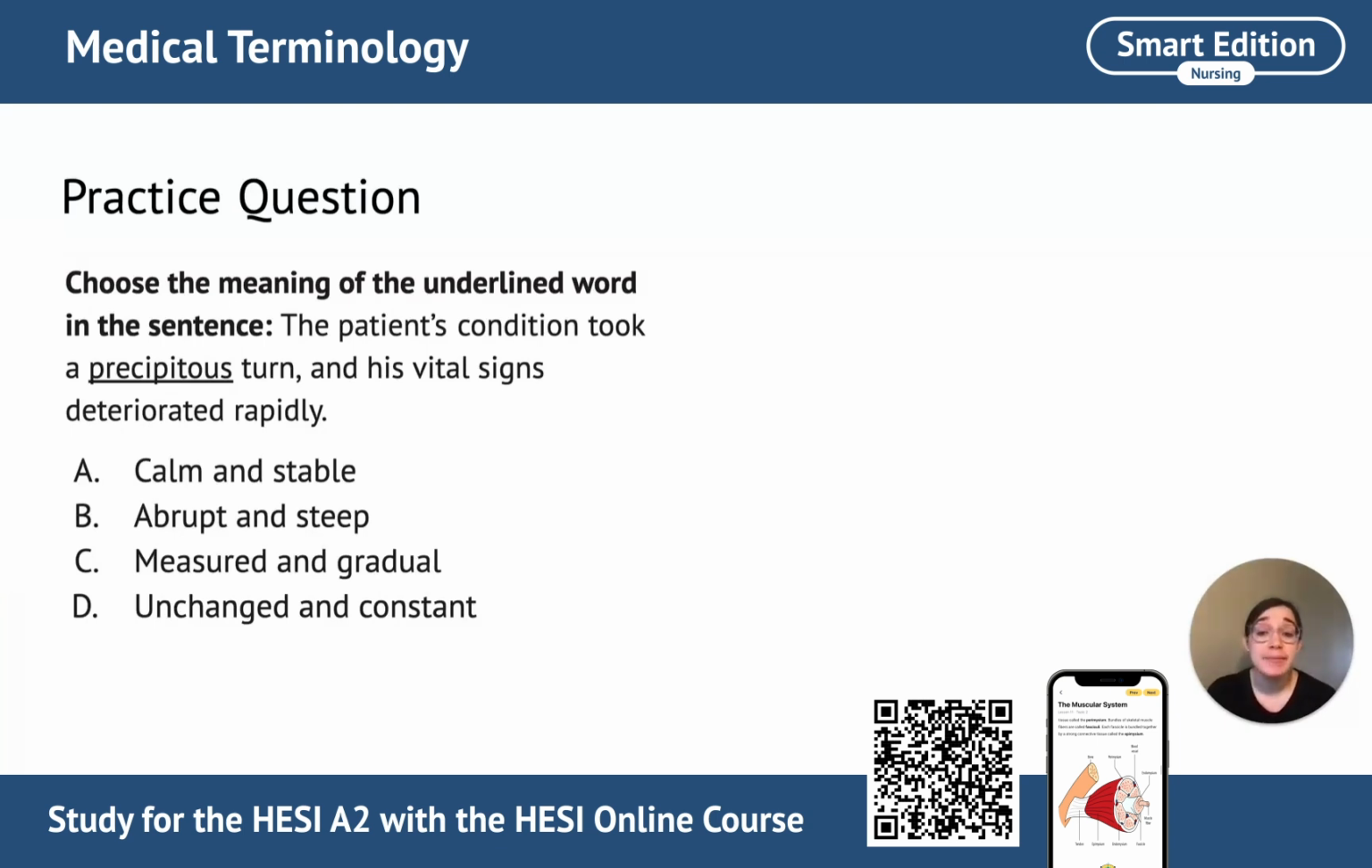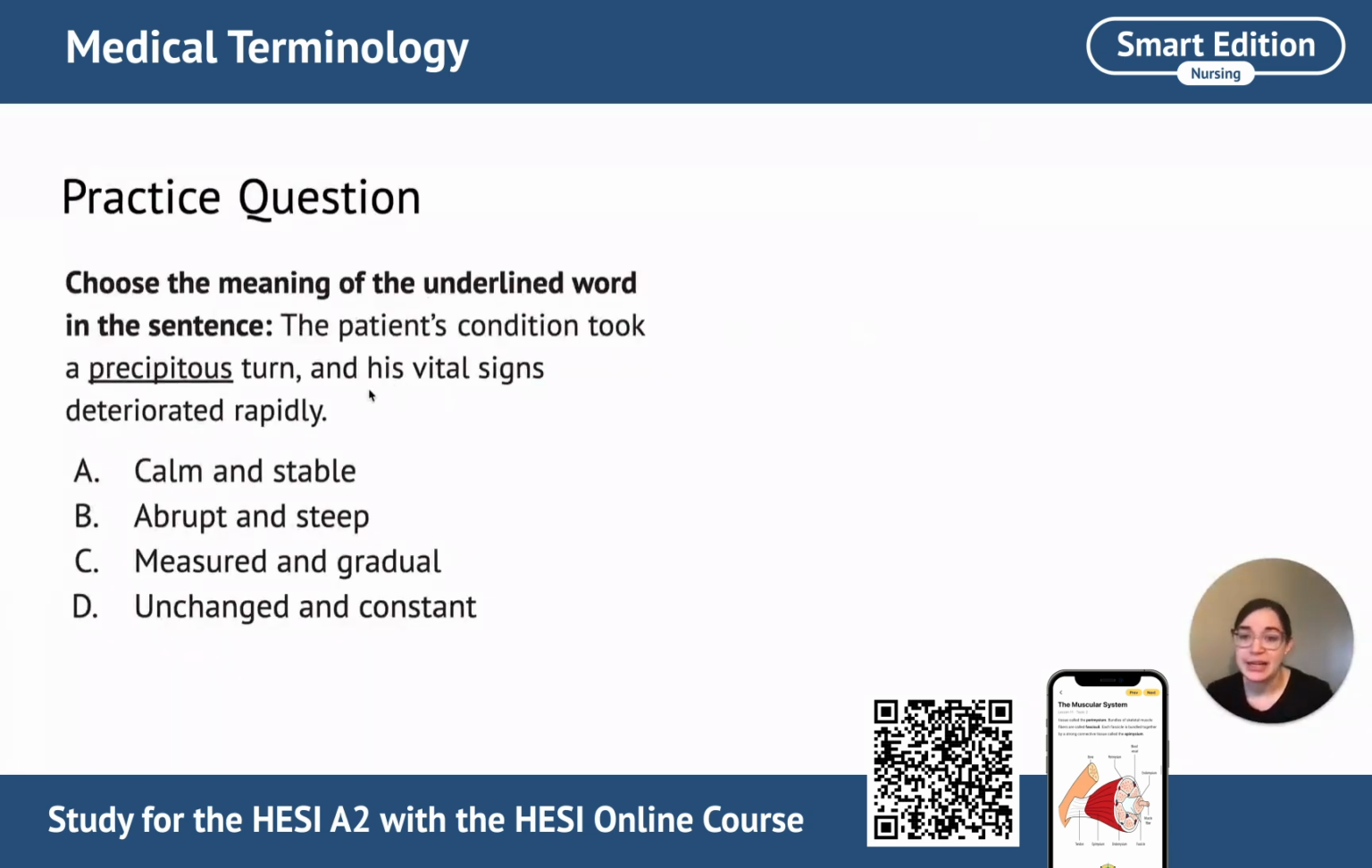So we're going to choose the meaning of the underlined word in the sentence. The patient's condition took a precipitous turn and his vital signs deteriorated rapidly. Does precipitous mean A, calm and stable? Does it mean B, abrupt and steep? Does it mean C, measured and gradual? Or does it mean D, unchanged and constant? So before we get into our correct answer, as well as our explanation of why that is the correct answer, let's look at the context of the sentence.